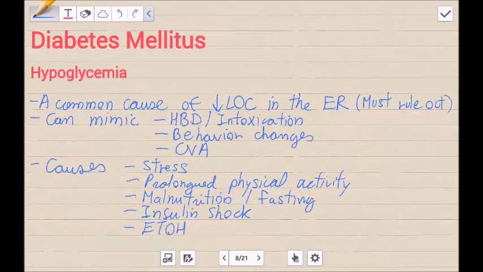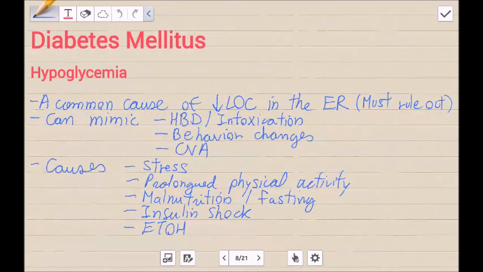we have to rule it out because it can obviously mimic alcohol intoxication, it can mimic behavioral changes due to head injuries, or it can mimic a stroke. So whenever a patient comes in with decreased LOC, we have to rule out an episode of hypoglycemia.